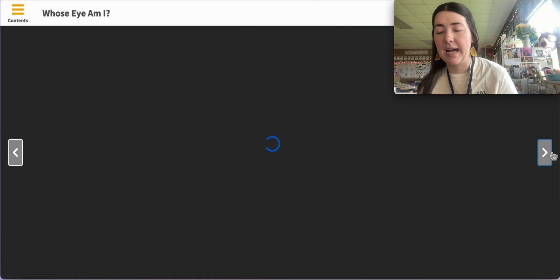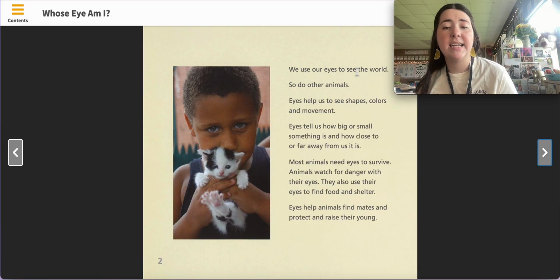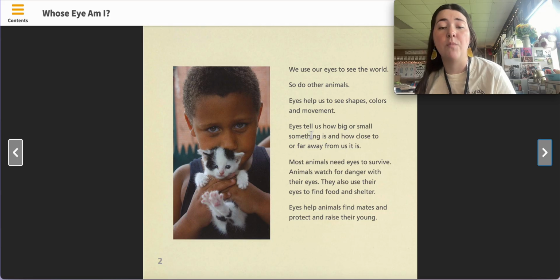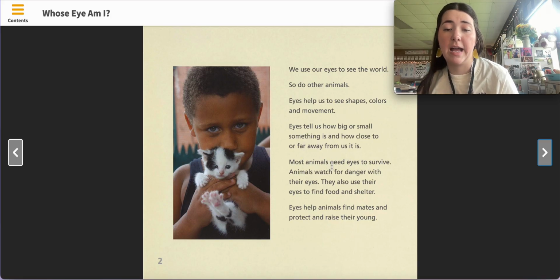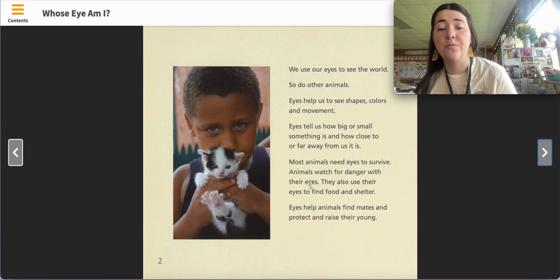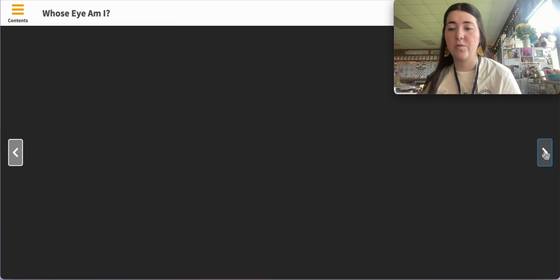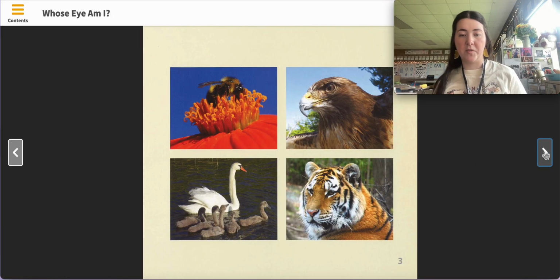Whose eye am I? We use our eyes to see the world. So do other animals. Eyes help us to see shapes, colors, and movement. Eyes tell us how big or small something is, and how close to or far away from us it is. Most animals need eyes to survive. Animals watch for danger with their eyes. They also use their eyes to find food and shelter. Eyes help animals find mates and protect and raise their young.